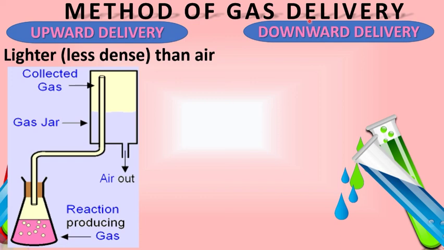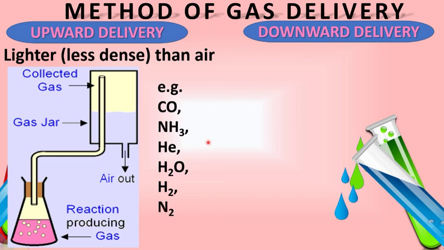Now, examples of such gases that are collected by this method are the gas we just learned about, which is carbon 2 oxide. Other examples include ammonia, helium, water vapour, hydrogen gas, and nitrogen gas as well. All of these gases are lighter than air and will be collected by upward delivery or downward displacement of air.